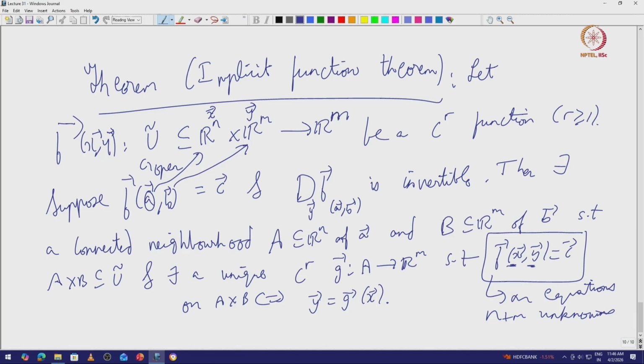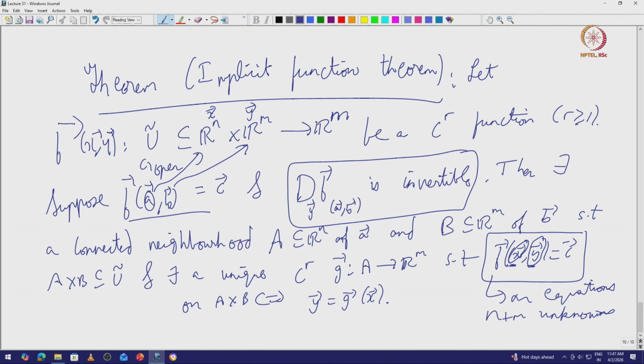And you already have one solution to this equation, namely (a, b). The idea is, near (a, b), do you have more solutions? And not only that, can you solve for some of these variables in terms of the other ones in a C^r manner? And the answer is yes, provided this holds. What is this curious little condition? If you fix x and you differentiate with respect to the y variables, this is an m by m matrix. So it makes sense to ask whether it is invertible or not. And if that is the case, then indeed you can solve it.